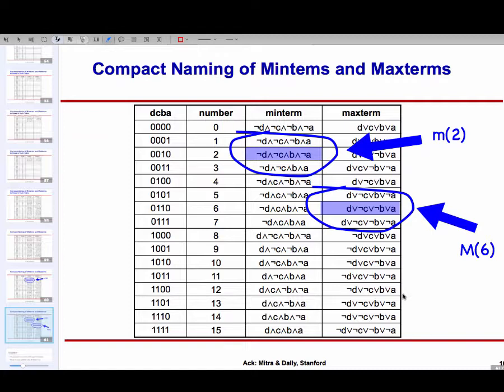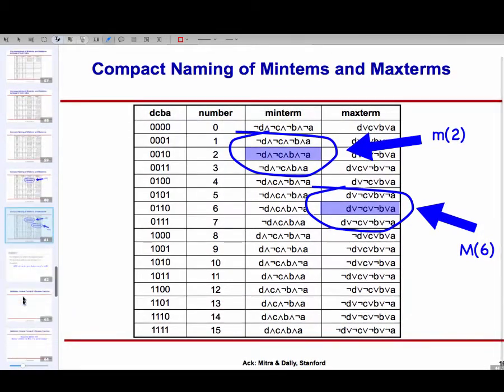Of course, if I have a function with, let's say, 5 inputs, A, B, C, D, E, then I would have twice the number of rows, 32 rows, and therefore my minterms will go from m of 0 to m of 31, and maxterms will go from big M of 0 to big M of 31. So this is just compact notation. Anytime I write m of 2 and I spell out what order the inputs are in, I can immediately go to what minterm it is representing.